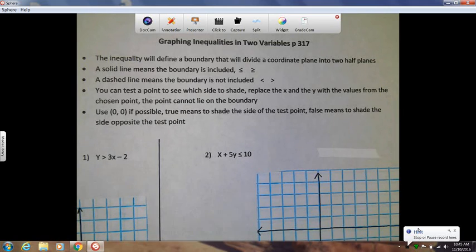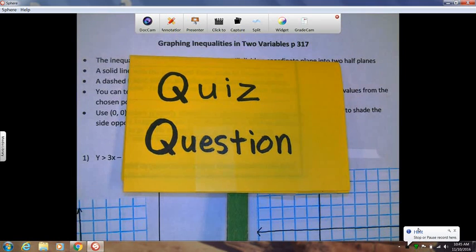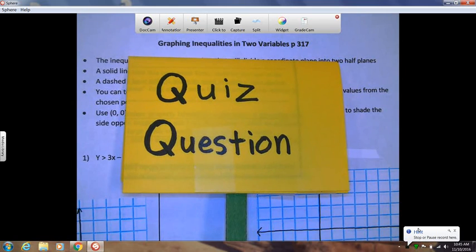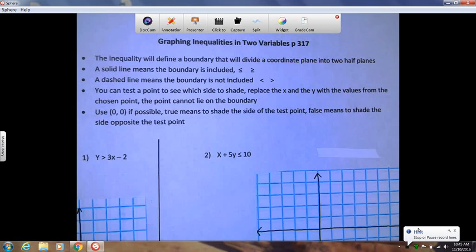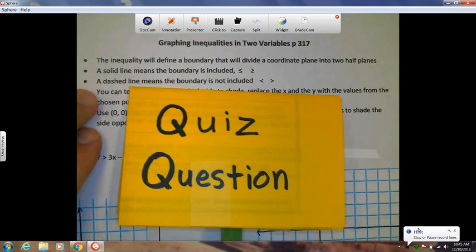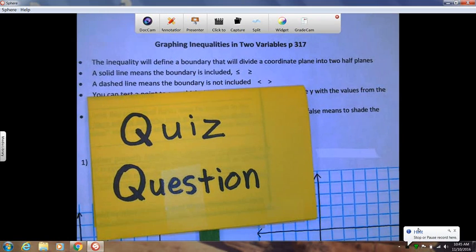Okay, so the first thing is an inequality will define a boundary that divides a coordinate plane into two half planes. So we're graphing a line, but guys, it's not really a line. It's a boundary. It divides what's a solution from what is not a solution. So it's dividing it into halves. A solid line means the boundary is included. A dashed line means the boundary is not included. So you need to know what symbol means the boundary is included and what does it look like on the line.